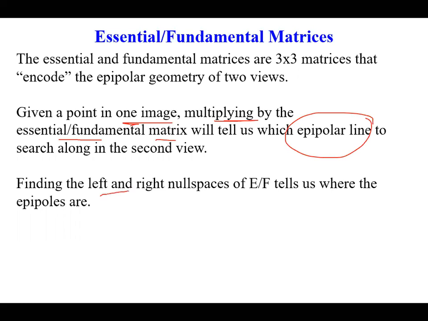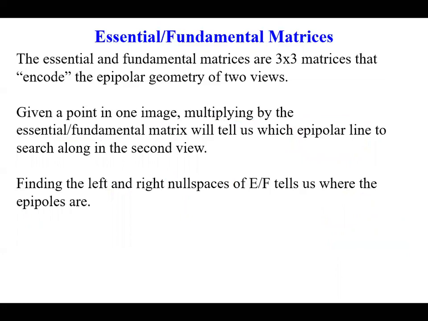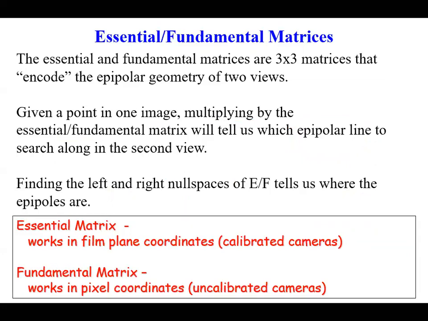Finding the left and right null spaces of E and F tells us where the epipoles are, because we said that E multiplied by e is equal to 0, or F e is equal to 0. So e is nothing but the null space of that. To summarize, the essential matrix works with calibrated cameras, or the image plane coordinates, but with the fundamental matrix, I'm working with pixel coordinates.